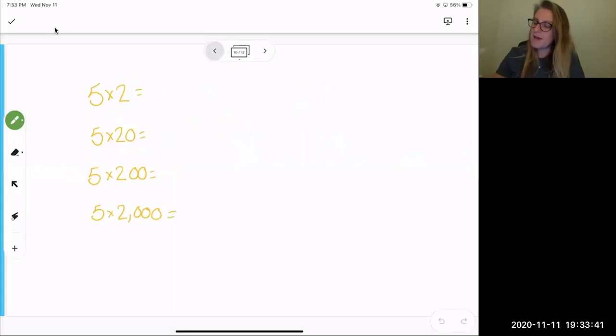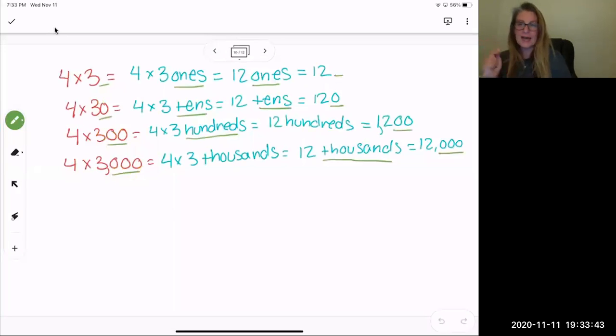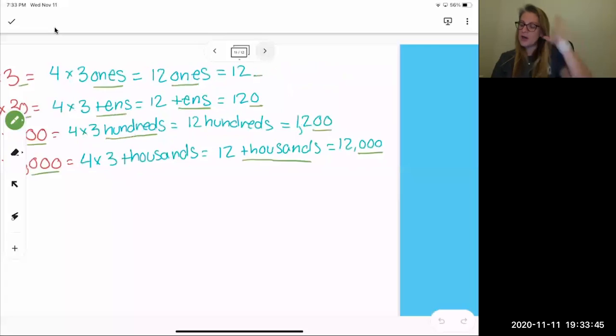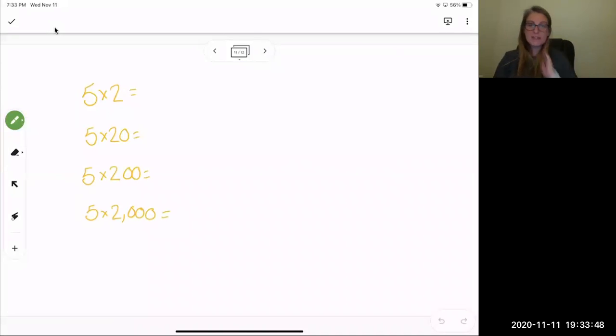I wonder if this pattern works every time. Okay, let's try this problem. Go ahead and try this one on your own. Look at the pattern and see if that's the case, that it works every time.